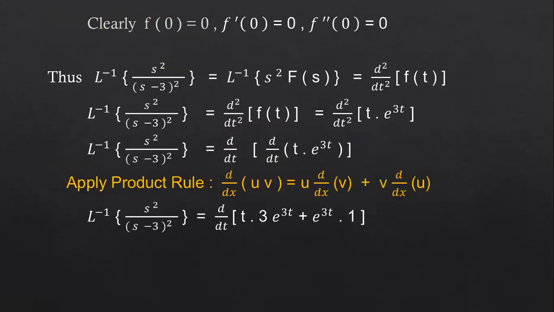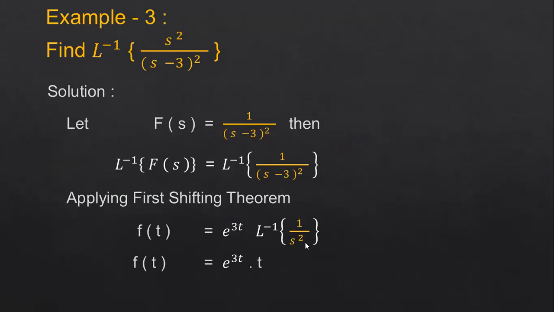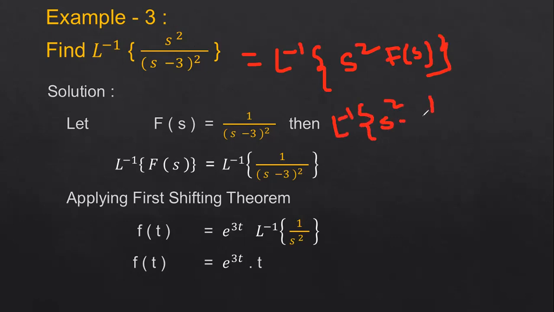Okay, so if you go for the third case, we'll have the Laplace inverse of s square by s minus 3 whole square. Okay, right. So now this can be compared with the Laplace inverse of, again, s square into f of s. I'll write this as s square into f of s. Now this f of s is nothing but 1 by s minus 3 whole square.